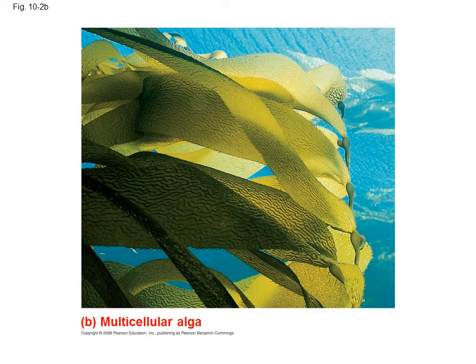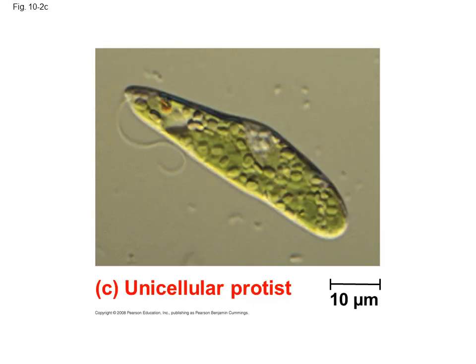This is a multicellular algae called kelp. This also absorbs radiant energy and converts it into ATP, or sugars. This is a unicellular protist called Euglena. This also is going to utilize photosynthesis.